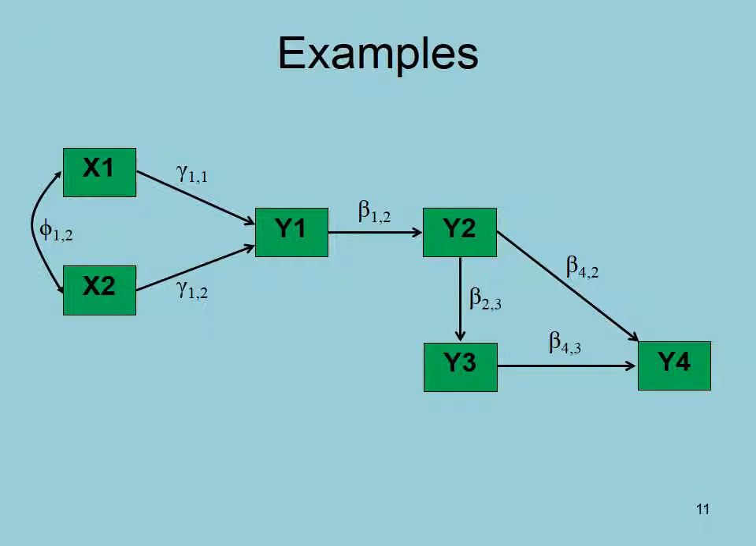Next, we have the effect on y3. Again, it's a simple regression because only one arrow goes into it. So beta 2,3 is interpreted the exact same way you'd interpret a simple regression model. Y4 has two arrows going into it, one from y2 and one from y3. As a result, beta 4,2 is interpreted as what's the effect of y2 on y4 after controlling for y3.